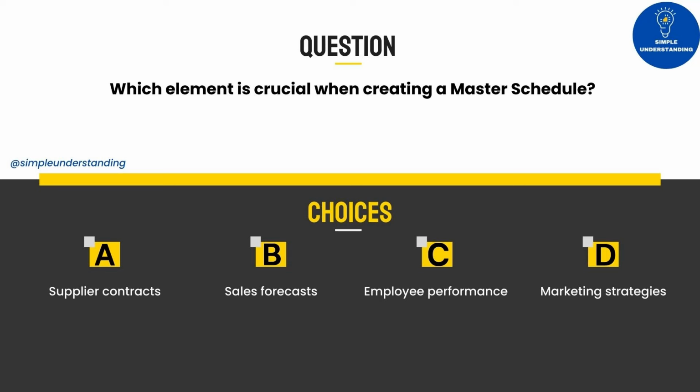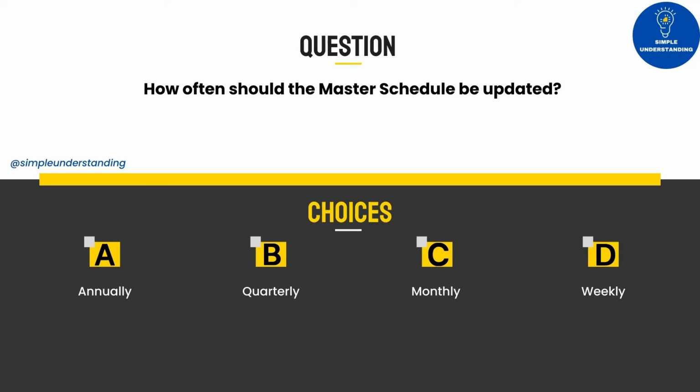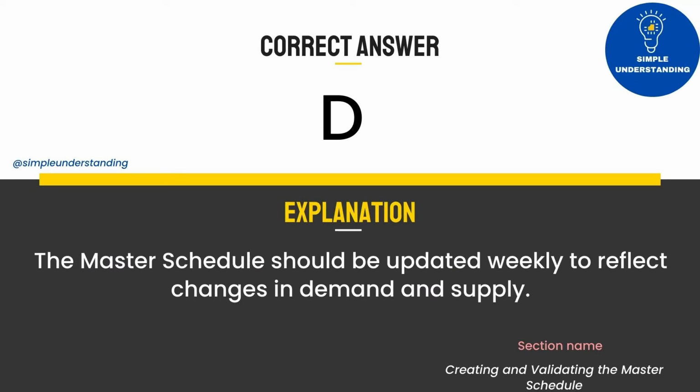2. Which element is crucial when creating a master schedule? A. Supplier contracts. B. Sales forecasts. C. Employee performance. D. Marketing strategies. Correct answer: B. Overall explanation. Sales forecasts are crucial in creating a master schedule as they provide the data needed to plan production. 3. How often should the master schedule be updated? A. Annually. B. Quarterly. C. Monthly. D. Weekly. Correct answer: D. Overall explanation.